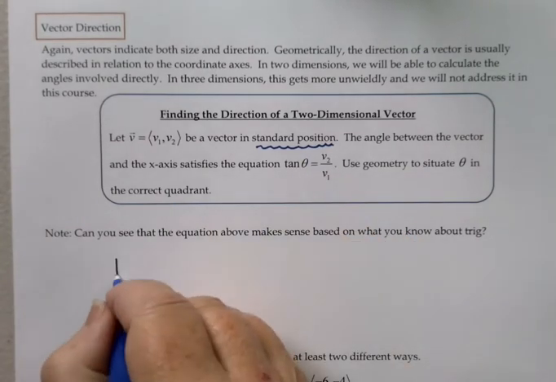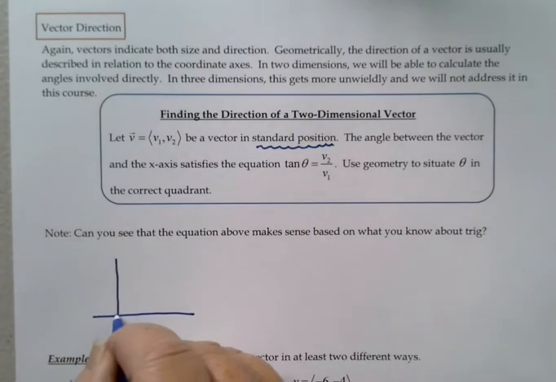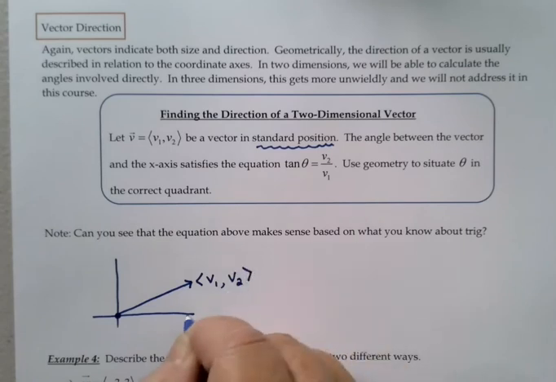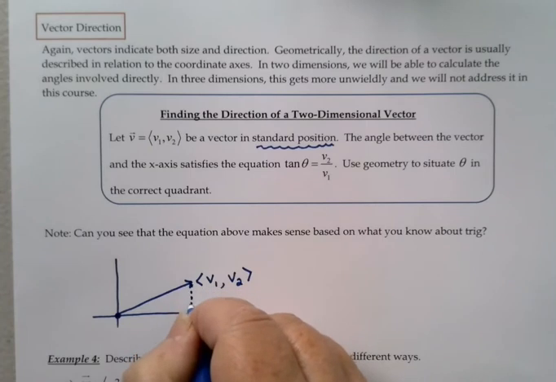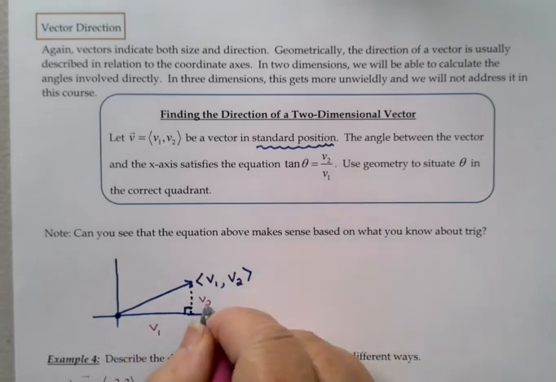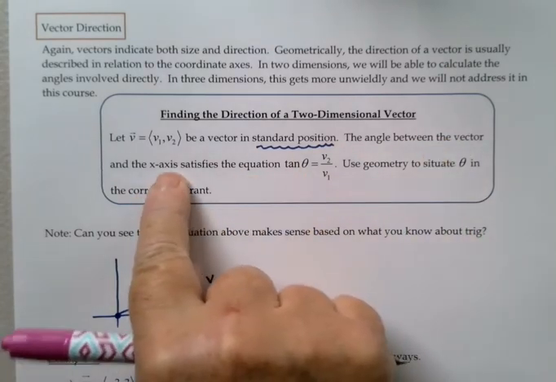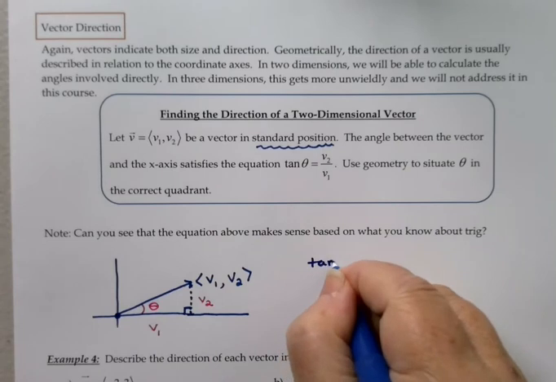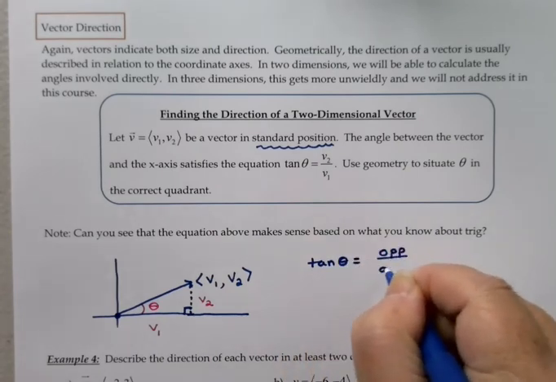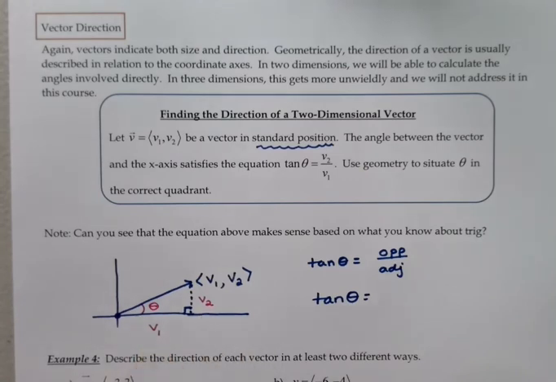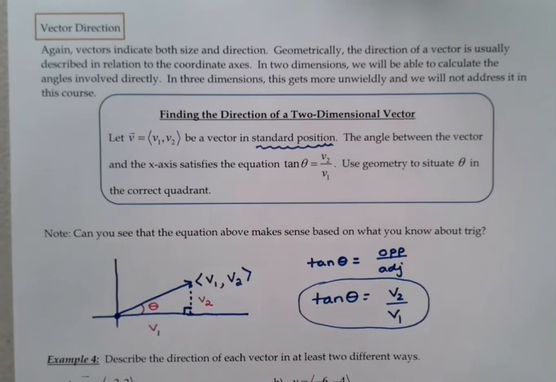It's really just basic trig. If I again say, hey, this is in standard position, so it starts at the origin, and it's the vector v1, v2. If I draw that same triangle I did last time, so my x value would be the v1, and my y value would be the v2, then theta, the angle between the vector and the x-axis, I could write tangent theta is equal to opposite over adjacent, or tangent theta would equal v2 over v1. So that equation there is nothing more than standard trigonometry.